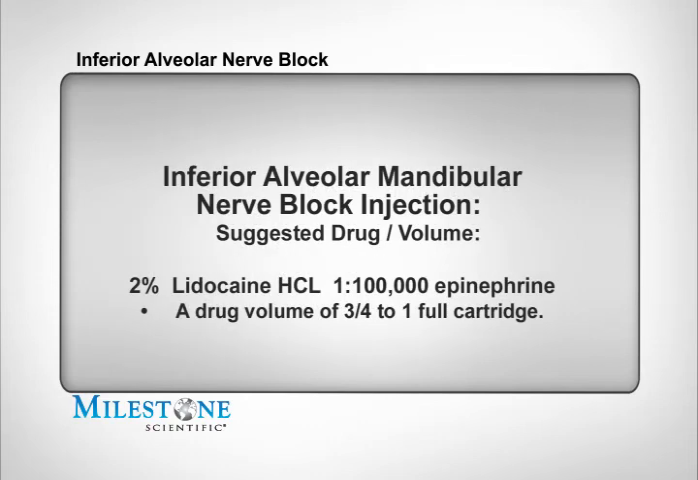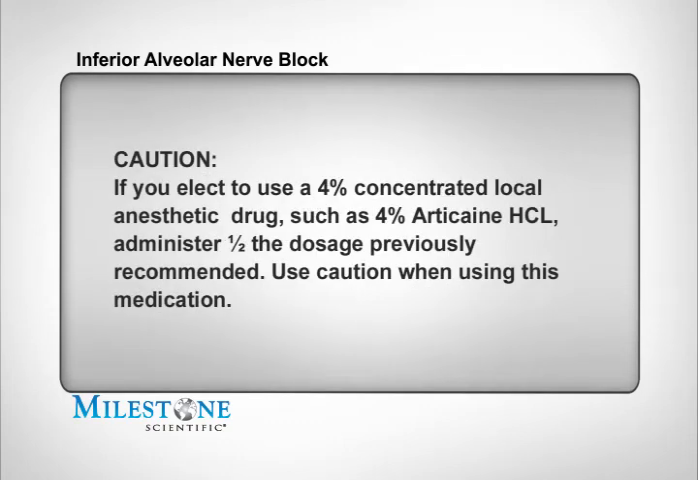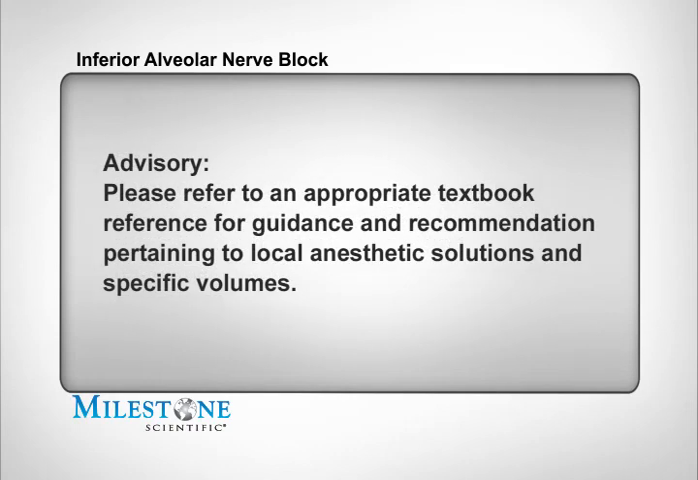The suggested drug and volume to perform the inferior alveolar nerve block injection is 2% lidocaine HCl, 1 to 100,000 epinephrine. A drug volume of 3/4 to 1 full cartridge is the suggested volume when performing the inferior alveolar nerve block. If you elect to use a 4% concentrated local anesthetic drug, such as 4% articaine HCl, use 1/2 the dosage previously suggested and use caution when using these medications. Please refer to an appropriate textbook reference source for guidance and recommendation pertaining to local anesthetic solutions and specific volumes.